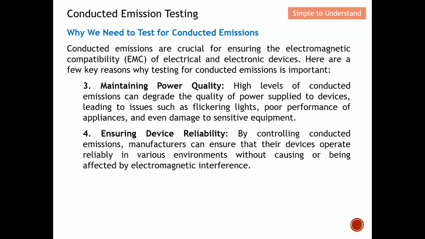So this is one of the key things that we need to ensure the power quality. Next, we need to ensure the device reliability. By controlling conductor emission, manufacturers can ensure that their devices operate reliably in various environments, without causing or being affected by electromagnetic interference.